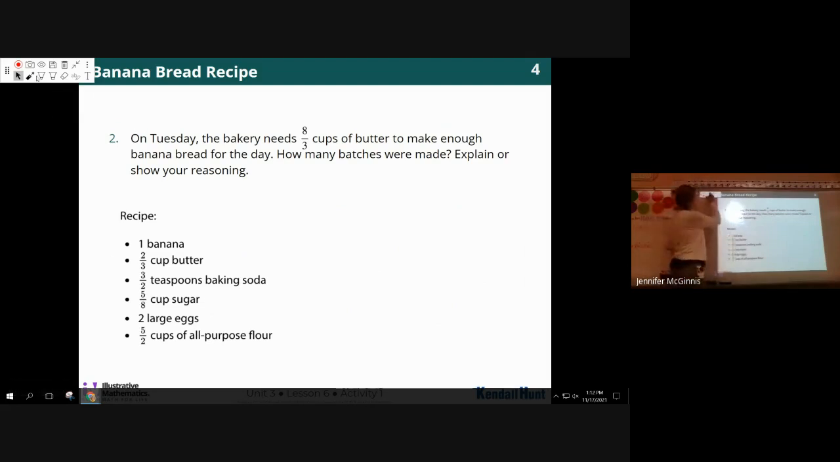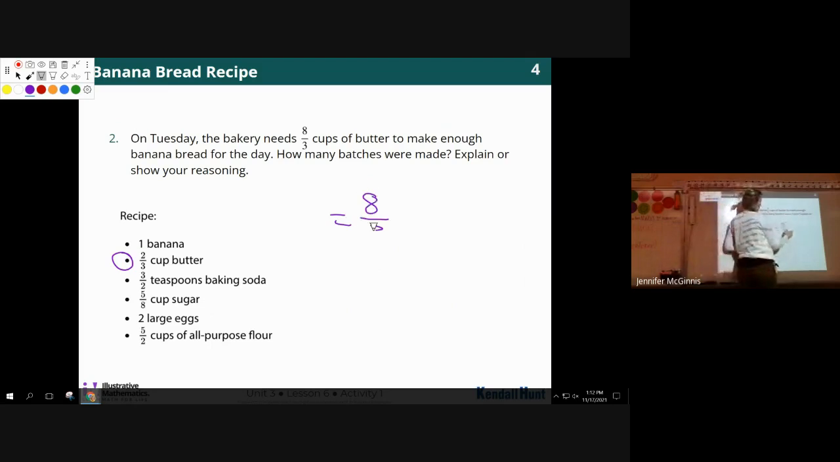So this is how much butter is in one batch, but they need their value to be 8/3. So if they're starting off with 2/3, how many batches do they need to make? 4 times. Yeah, 2/3 equals.